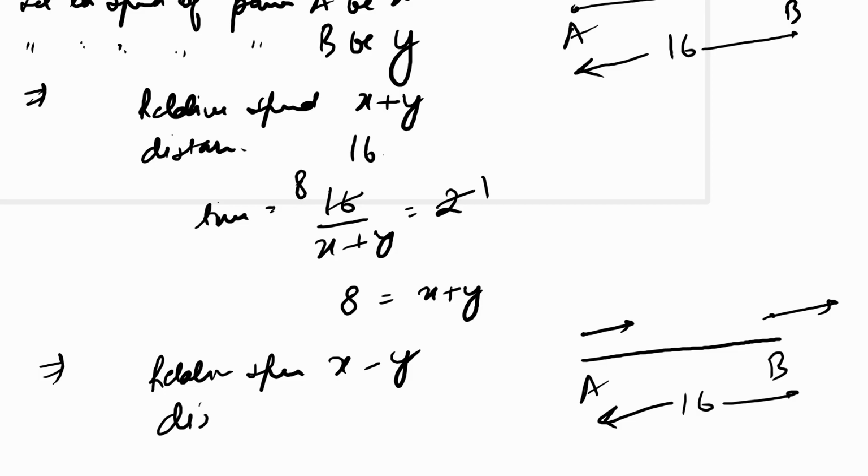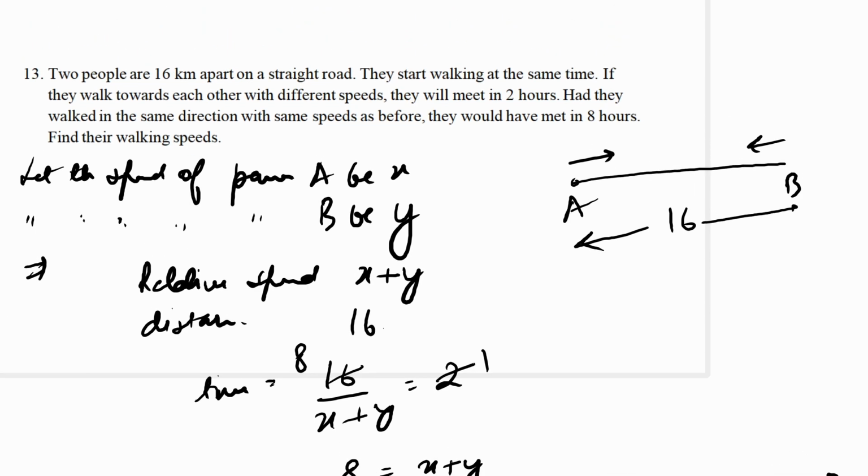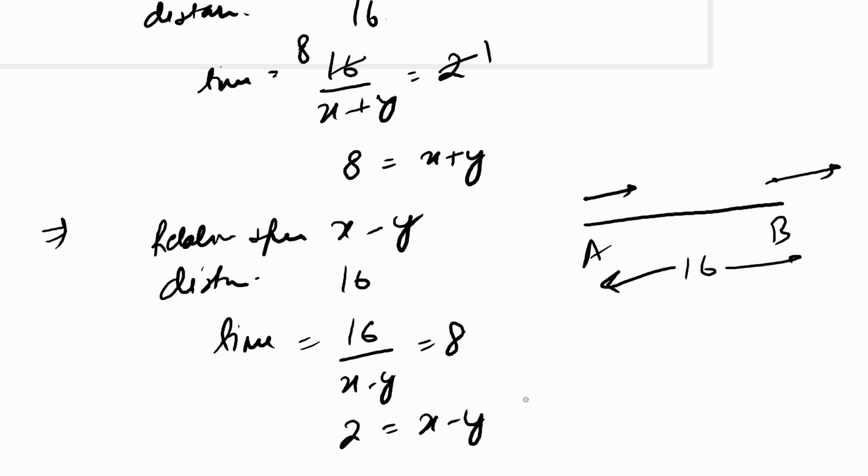And distance is again 16 and time is 8 hours. Time is distance upon speed, which is equal to 8. So this will become 2 is equal to x minus y.